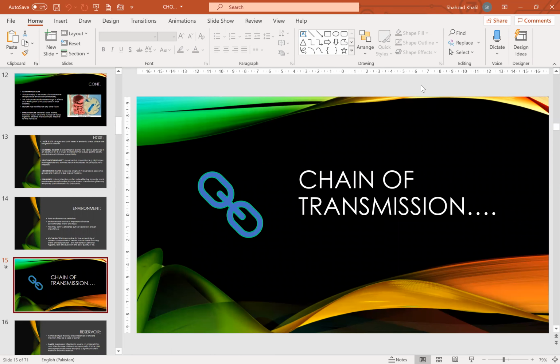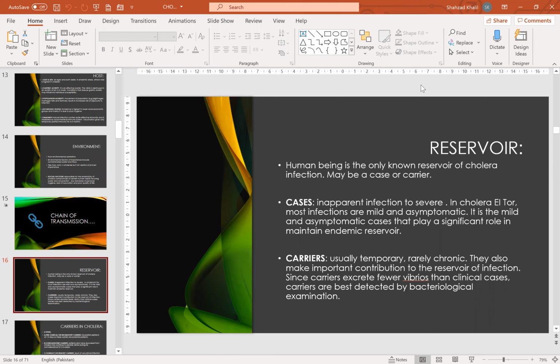Chain of transmission. Reservoir. Human being is the only known reservoir of cholera infection, may be a case or carrier. Cases range from inapparent infection to severe. In cholera, most infections are mild and asymptomatic. It is the mild and asymptomatic cases that play a significant role in maintaining the endemic reservoir.